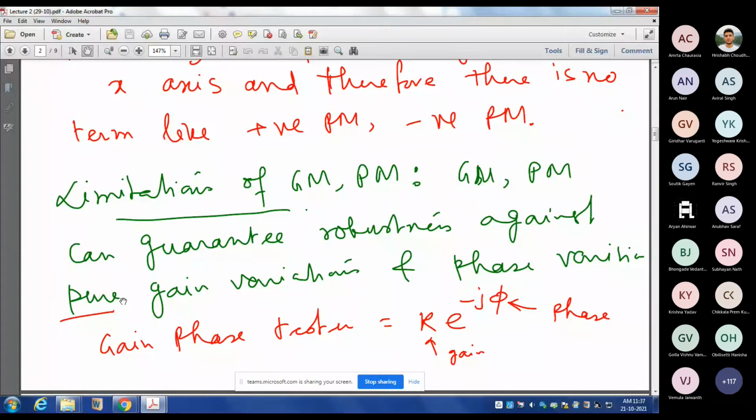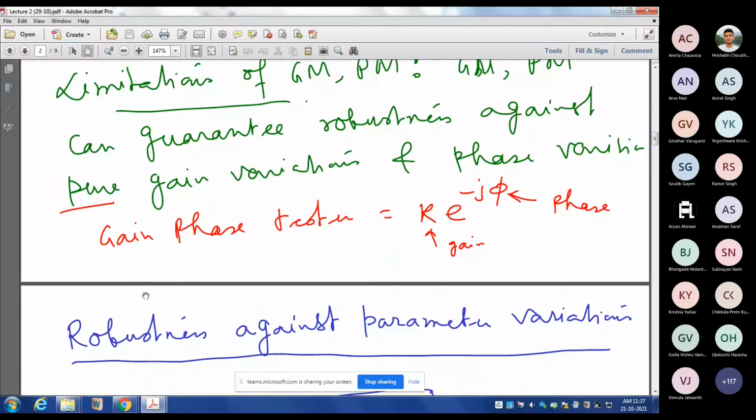So now, how to take care of these things? Does there exist any better norm? That is the question. As I said, there are two main sources of uncertainties. One is uncertainty in the system parameters. Another is uncertainty due to unmodeled or neglected dynamics. In the last class, we discussed these things in detail.